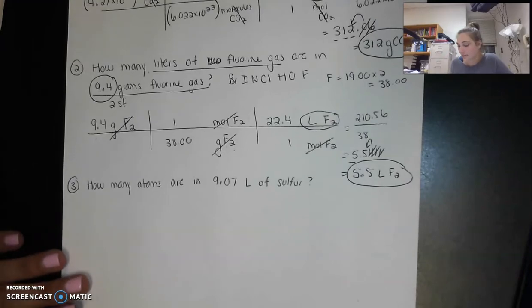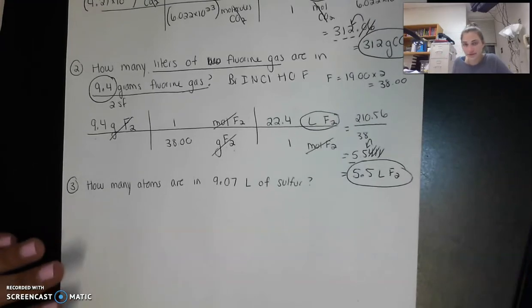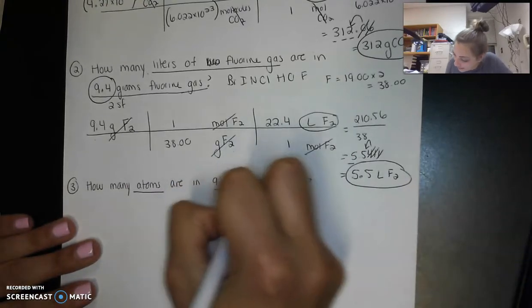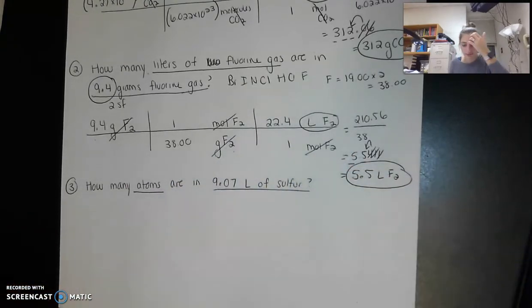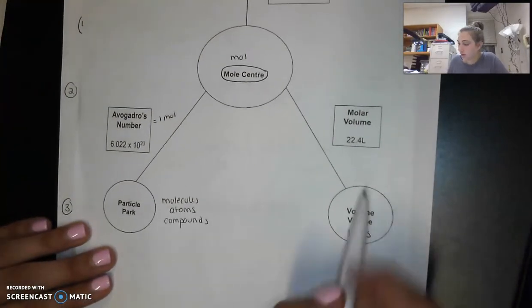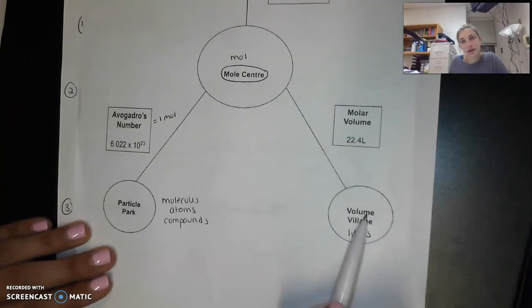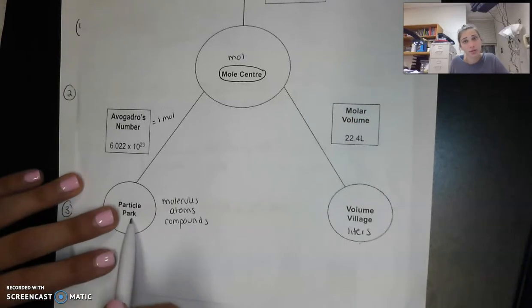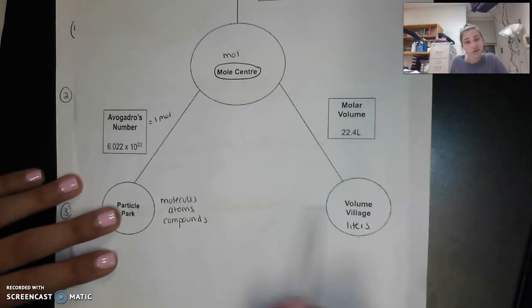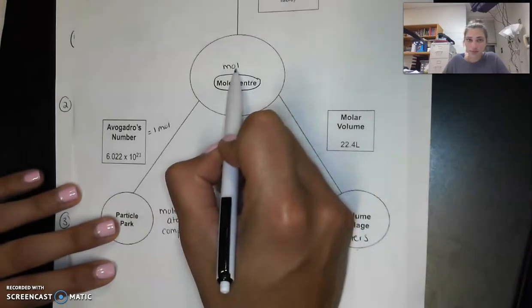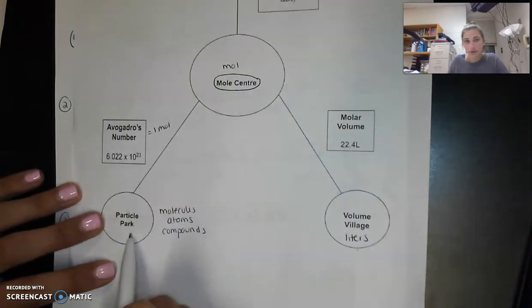All right, last one. How many atoms are 9.07 liters of sulfur? So we're looking for atoms, but it gives us liters of sulfur. So if it gives us liters, that's where we're starting. And it's asking for atoms, which is part of particle park. So we can't go straight across. There's no road that does that. So we have to go up to moles and then down to particle park. So that's going to be 2 steps.